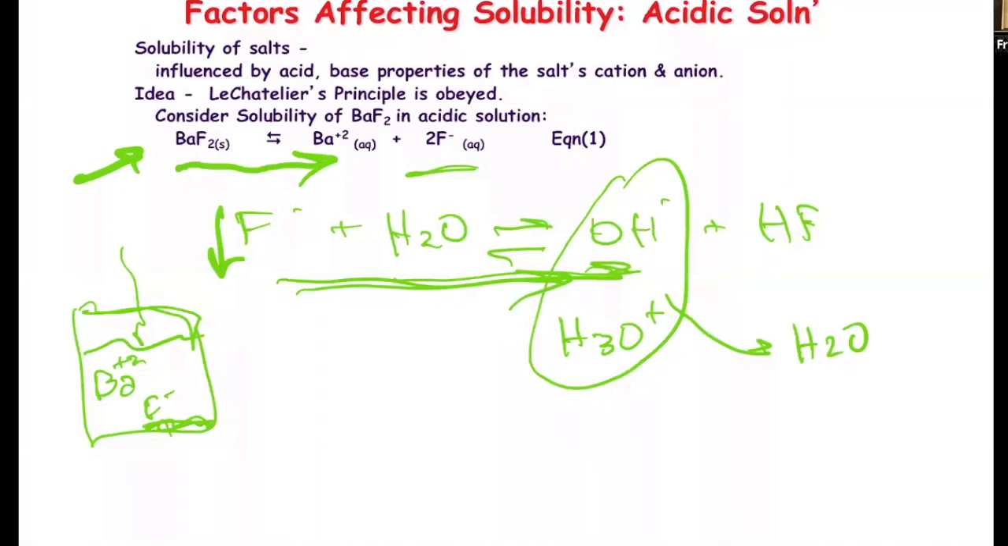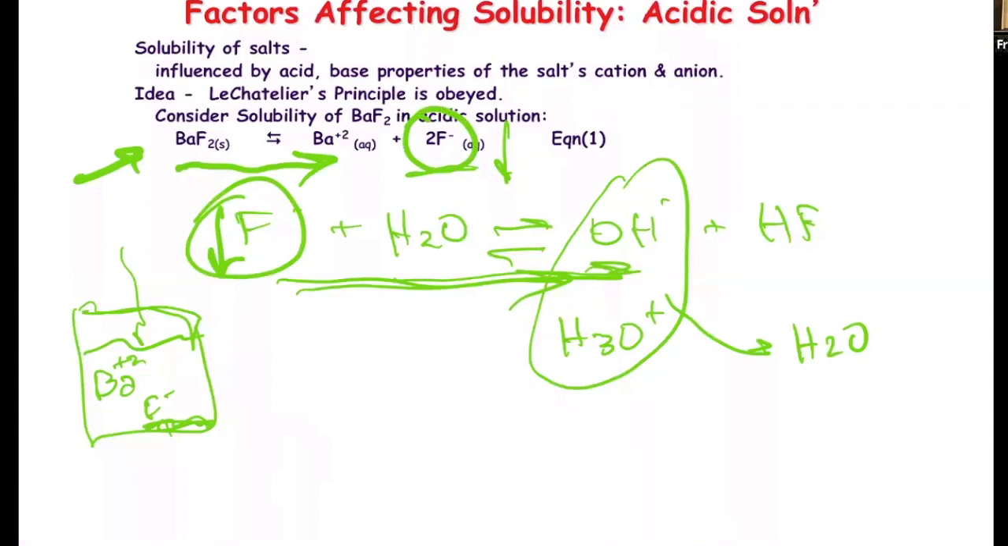Remember, Le Chatelier's principle. You're removing a product, so the reactant has to make up that product. The reaction shifts to the right. Well, by depleting the fluoride, you actually affect that fluoride in the main reaction and also decrease it. Therefore, the equilibrium is going to go to the right. Therefore, more of it is going to dissolve.